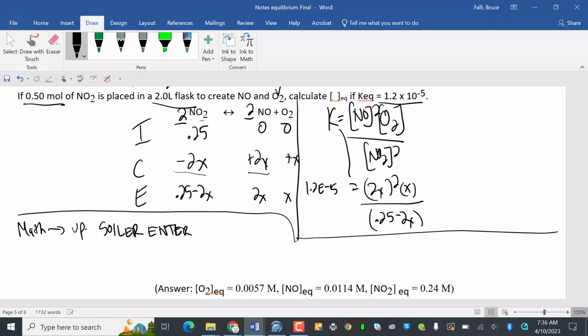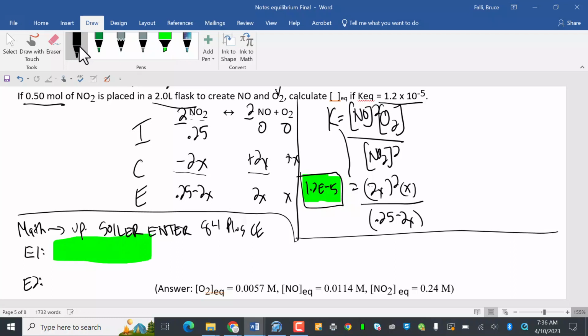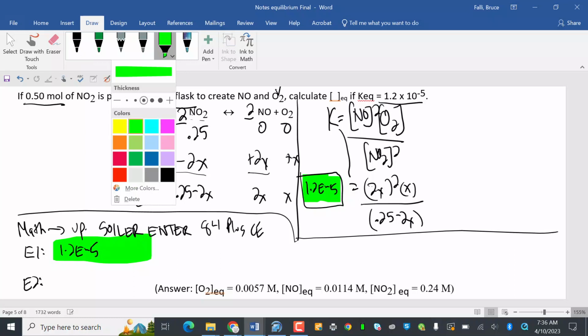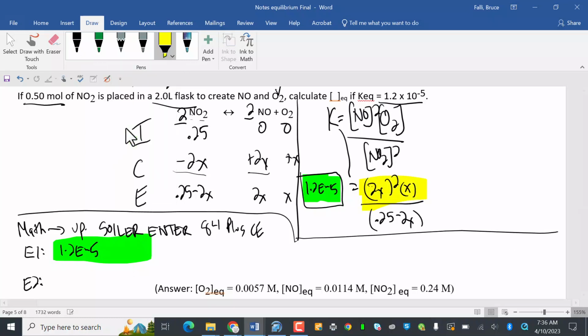Okay? So what you're going to have is it's going to say E1 colon E2 colon. Now this is if you've got the good calculator, if you have the 84 plus CE, which I hope you do. So equation 1 is the left-hand side. So I'm going to type in there 1.2 e negative 5. And E2 is going to be the right-hand side.